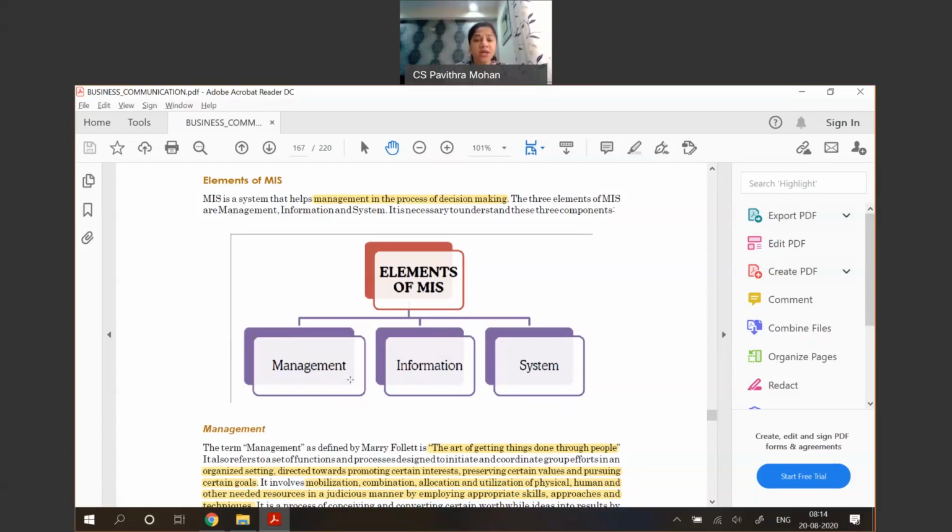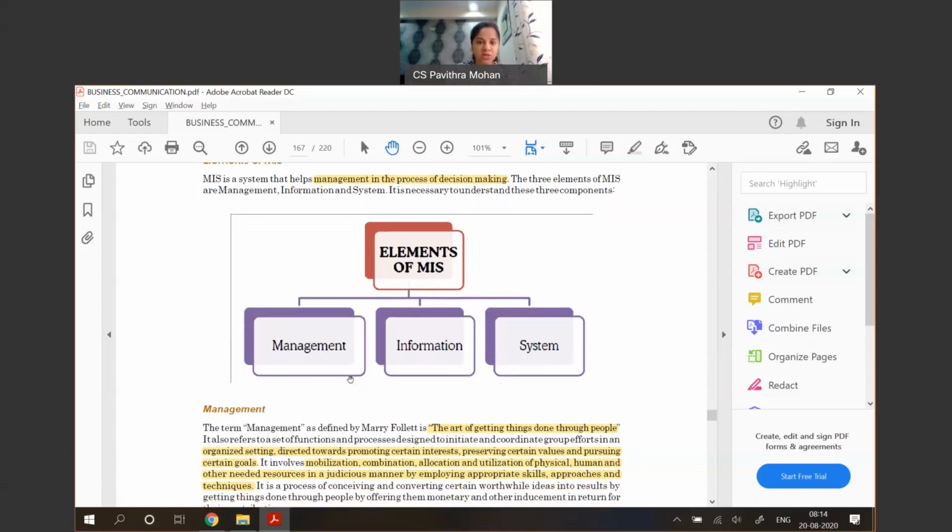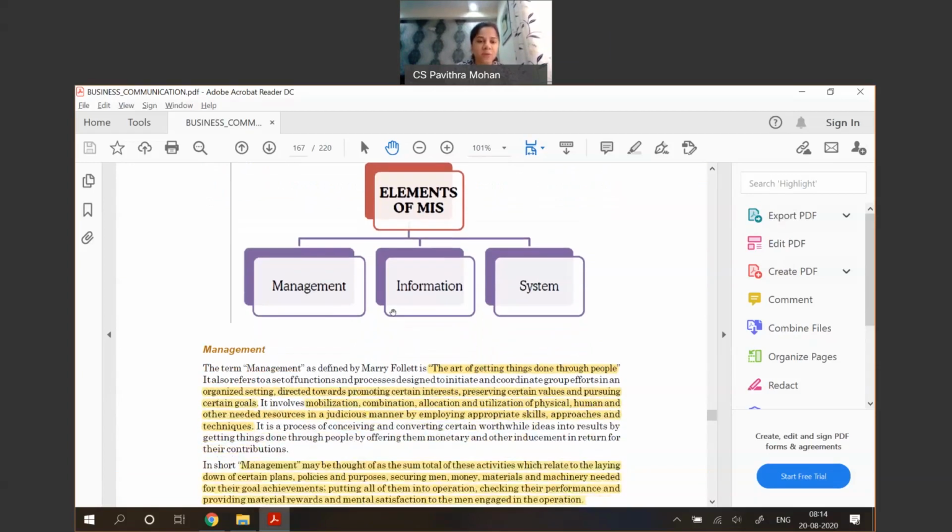So here, to understand what MIS is, which helps us in the decision making process, we have to understand three concepts. One is management, the next one is information, the next one is system. Management is linked with information and system. Information is linked with management and system. System is linked with information and management. So all three are interconnected here. Individually, what do these concepts mean? What is management, what is information, what is system? We will just understand this.